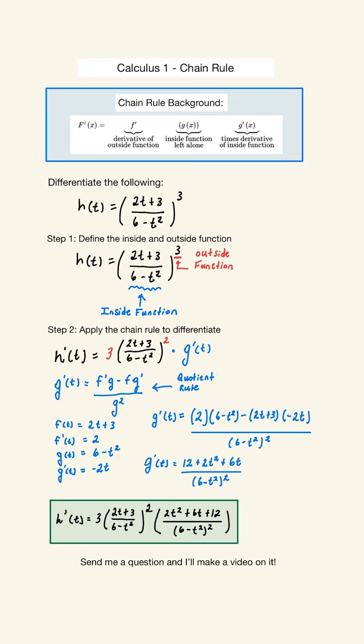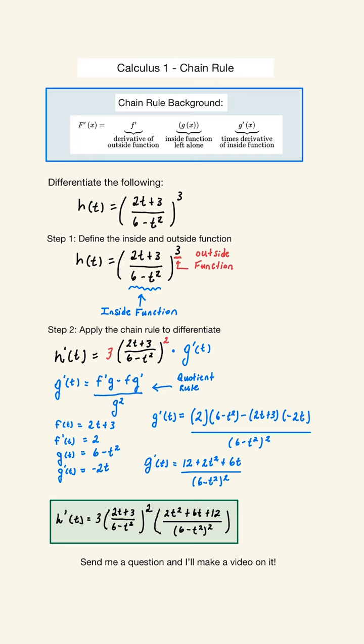So when we apply the chain rule, we're first going to take the derivative of the outside function, or our exponent term. So we'll put this 3 out in front of our expression, and then we'll have it to the second power. And then the second step in the chain rule is we want to leave the inside function alone. So you can see the 2t plus 3 over 6 minus t squared will be left alone.